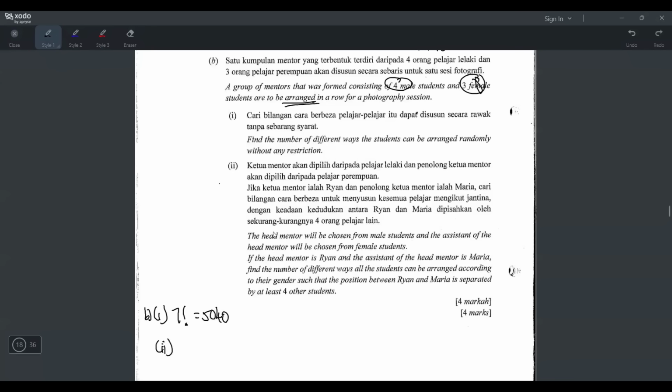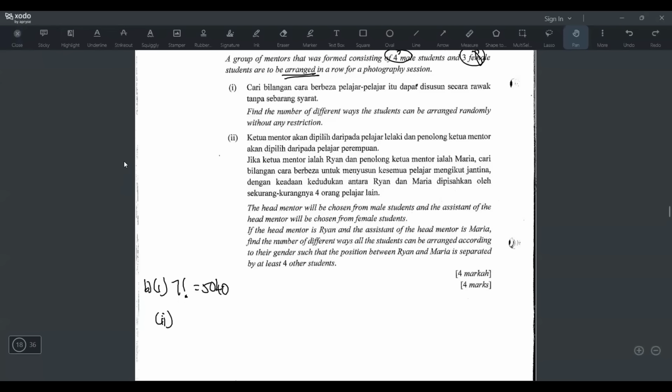Okay, let's do number 2 now. The head mentor will be chosen from male students and the assistant of the head mentor will be chosen from female students. And then if the head mentor is Ryan and the assistant of the head mentor is Maria, find the number of different ways all the students can be arranged according to their gender such that the position between Ryan and Maria is separated by at least 4 other students. Okay, it means for this question, dia ada condition dia. Condition dia kata apa? Separated by at least 4 other students.